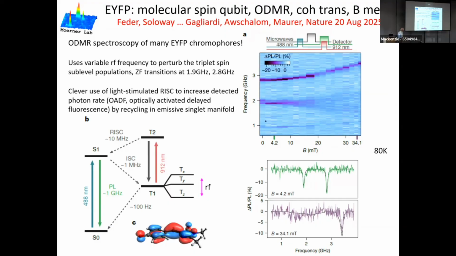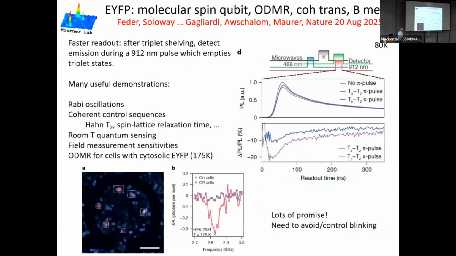That's wonderful. This is something also called OADF by Rob Dixon, optically activated delayed fluorescence. Essentially, it's beginning to use the different colors of light that you might have available to do more gymnastics with this emission. That's why they used the 912 nanometer light to read out on a faster time scale what the situation was with the spins. All kinds of neat things were done, including doing it inside cells. So I think this has a lot of promise.